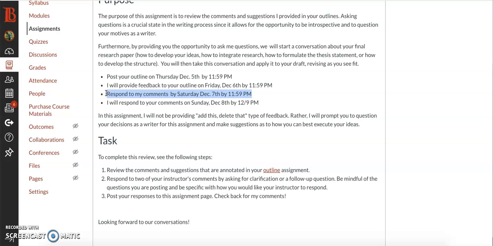The purpose of this is for you and I to have a conversation regarding your research paper. That way you go in, as far as the outline, feeling a little bit more confident with the unity of the paper.